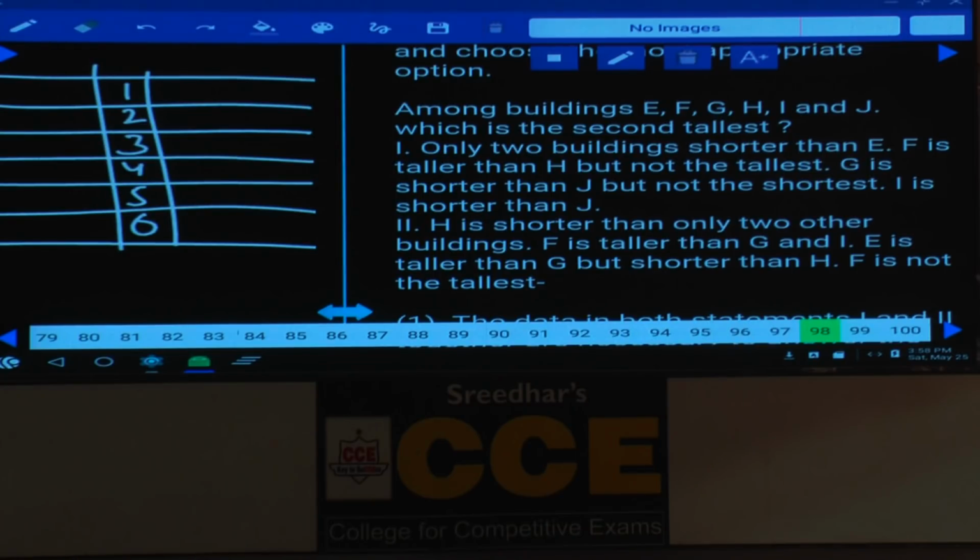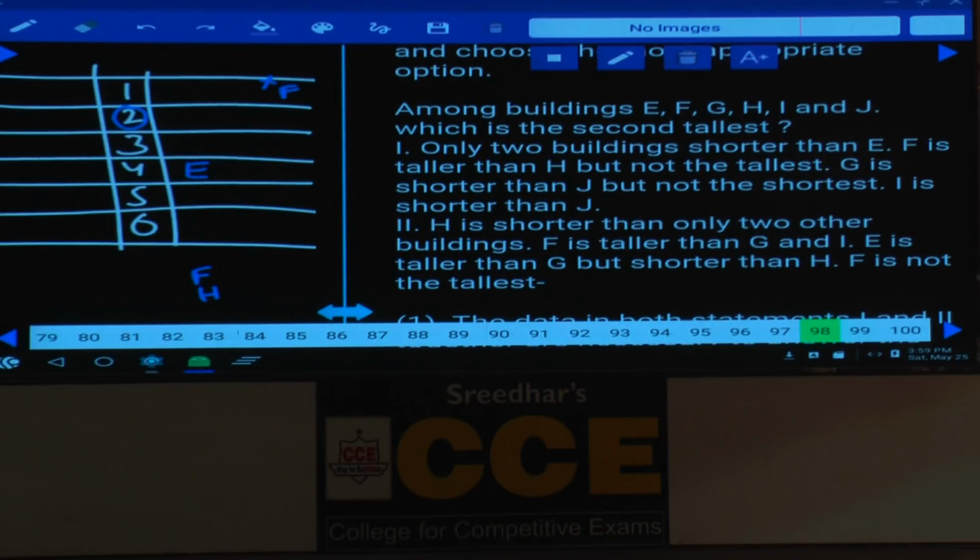Then condition number 1, only 2 buildings are shorter than E. As only 2 buildings are shorter than E, tell me where should this E be? E is here. Then only 2 buildings are shorter than E. Then now the question is about the second tallest, and F is taller than H. Now this F is taller than H, but F is not the tallest. F cannot be here, isn't it?